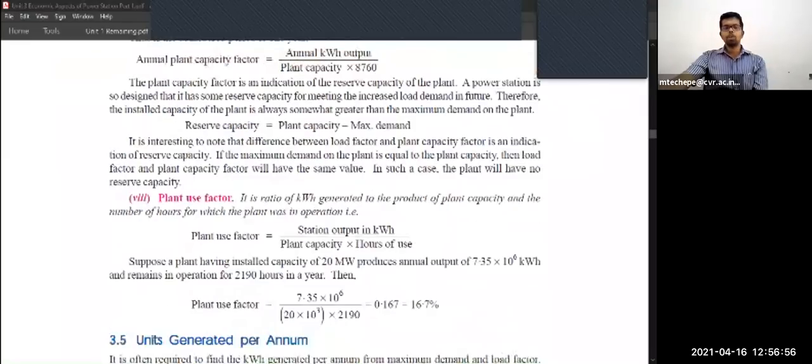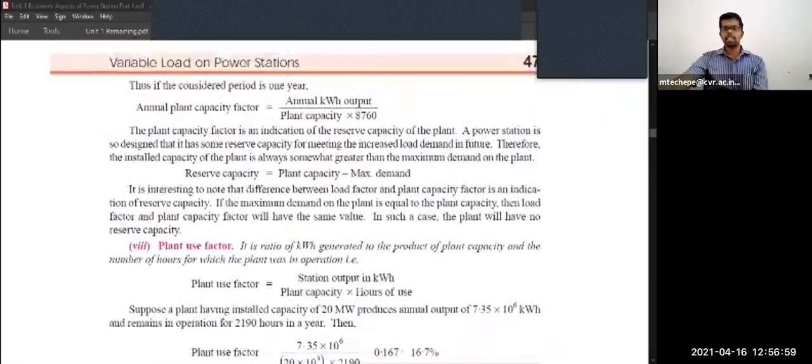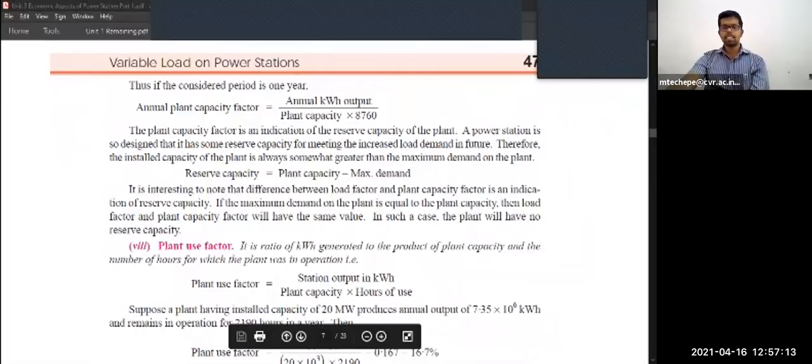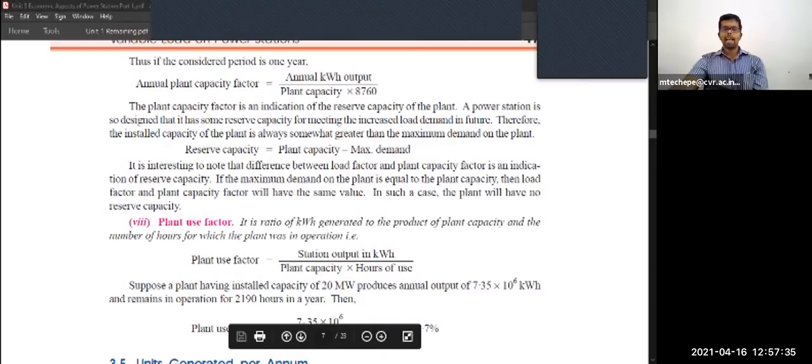Next is plant use factor. So how to calculate plant use factor? It is the ratio of kilowatt hour generated to the product of plant capacity and the number of hours for which the plant was in operation. So generally, the plant use factor is nothing but the ratio of the station output in kilowatt hour divided by plant capacity into number of hours of use. So that is the plant use factor.